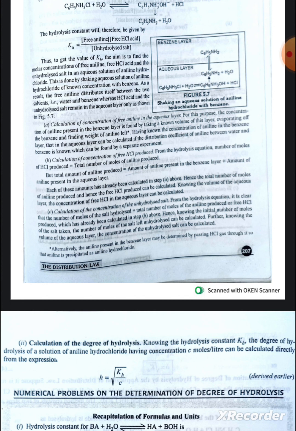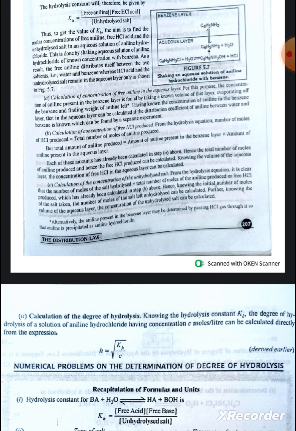Second, calculation of degree of hydrolysis. Knowing the hydrolysis constant Kh, the degree of hydrolysis of a solution of aniline hydrochloride having concentration c moles per liter can be calculated directly from the expression h = √(Kh/c).